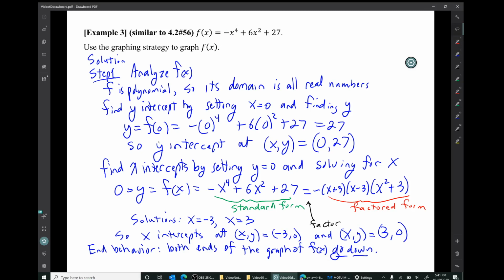Now, the fact that both ends of the graph go down and the graph only touches the x-axis at these 2 points can be used to say something about where the graph is above the axis and where the graph is below the axis. Now I'm going to need a little bit more space, but I'd like to do that on this page, so I'm going to shrink all the stuff that we've written so far.